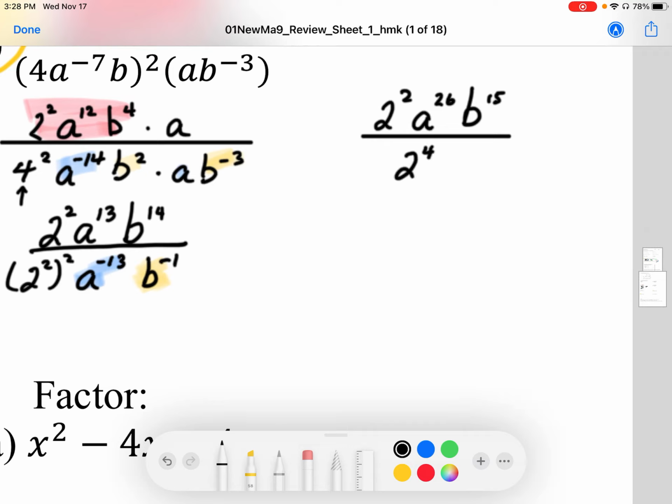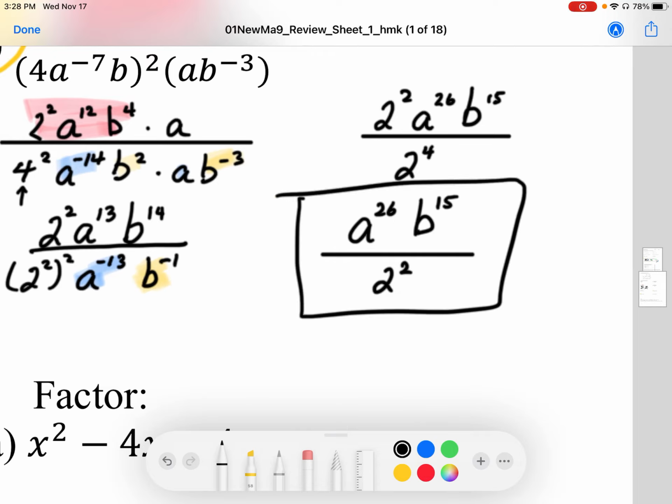This 2 in the denominator becomes 2 to the power 4. We can now simplify that. We have a to the 26, b to the 15 over 2 squared. And that's my final answer. And I can work that out as 4 if I like, but I could just leave my answer like that.